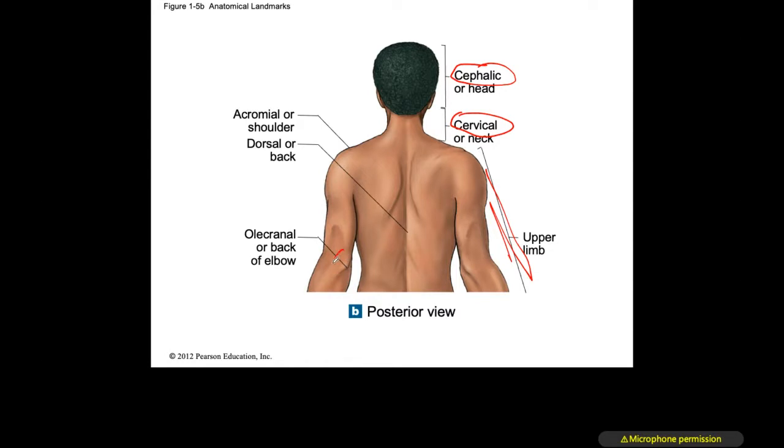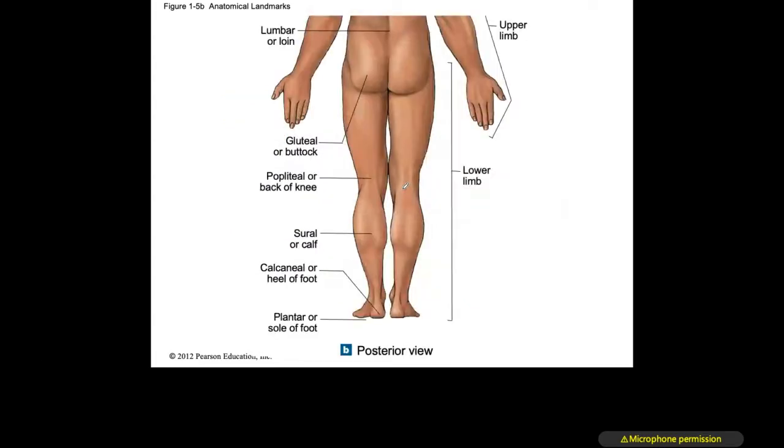The elbow is called the olecranon. That's the part of the elbow you lean on. The highest point of the shoulder is called the acromial or acromial process. And the back is called dorsal. The front is called ventral, but the back is called dorsal, much like the dorsal fin of a dolphin or a shark. It's on the back.